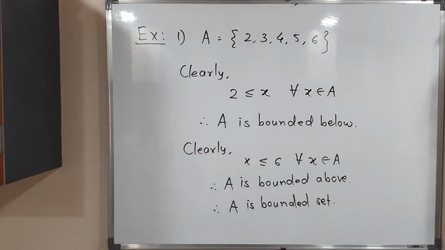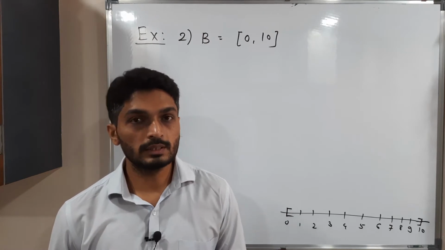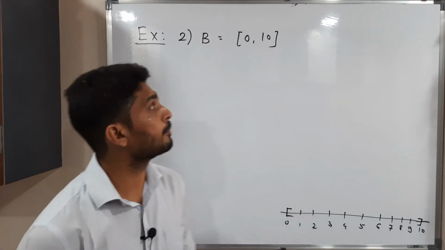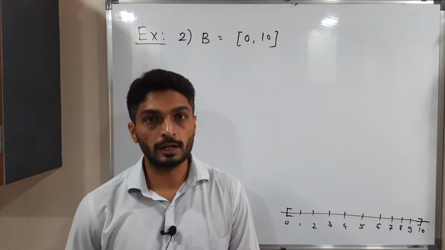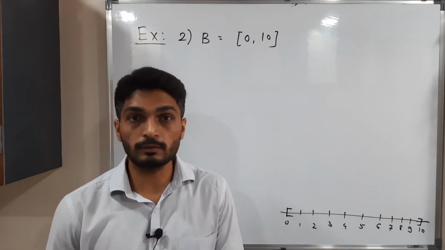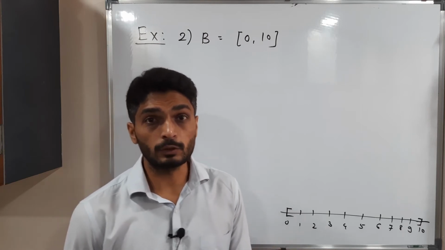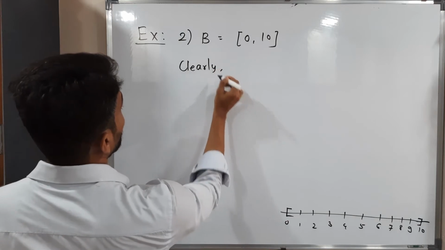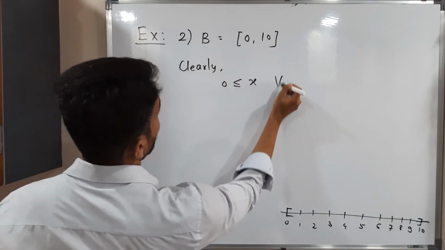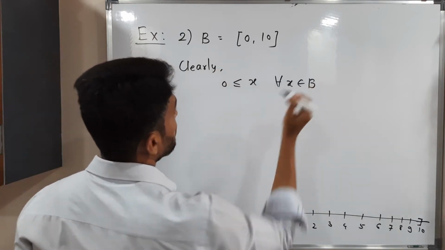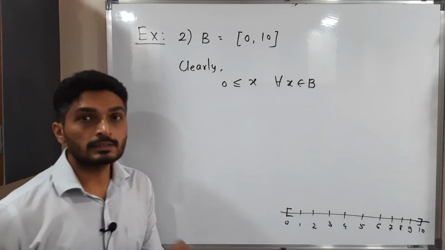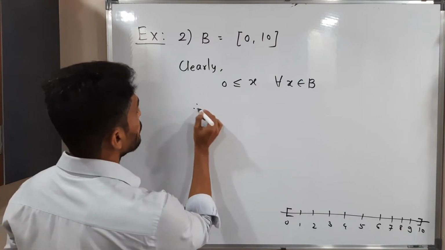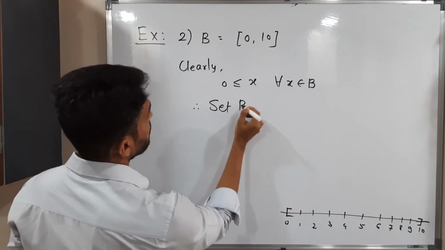Let us discuss a few more examples. In this second example we have set B. B is the closed interval [0, 10]. So this is an interval we have. Clearly all elements of B are greater than or equal to 0. So clearly 0 is less than or equal to x for all x belongs to B. That means 0 is a lower bound of this set. Therefore set B is bounded below.